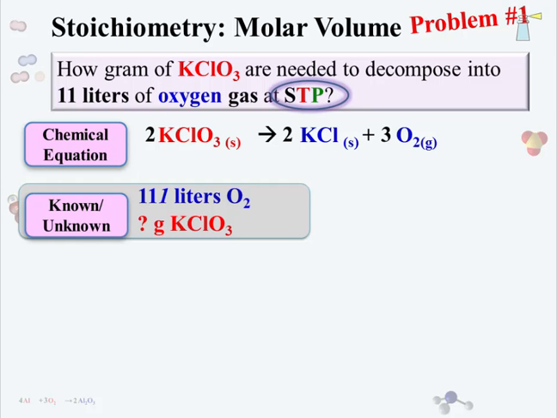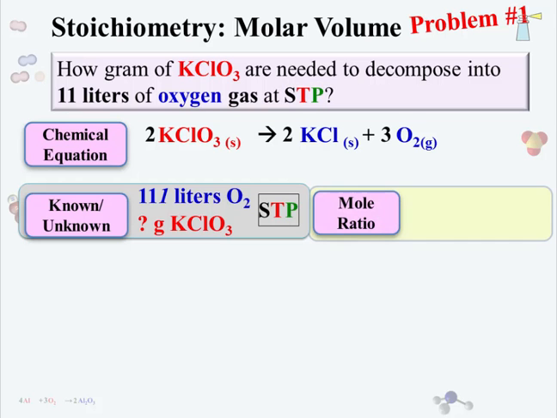Is the STP an important factor? Should it be included with the known and unknowns? Yes, it should. When dealing with gases, temperature and pressure are important factors that need to be included in the setup. Step 3 is to use the balanced chemical equation to find the mole ratio.